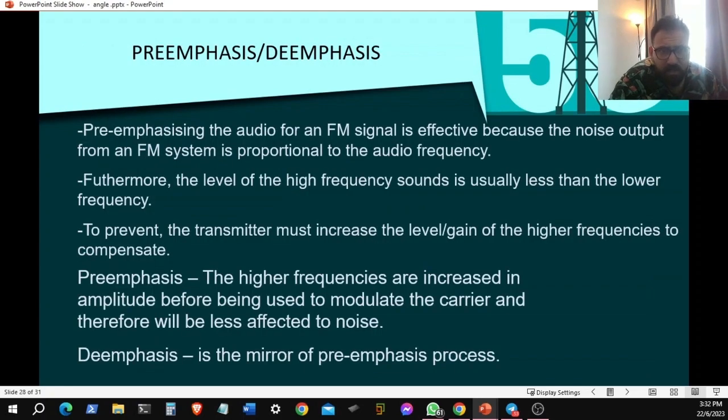And now lastly, let's talk about the pre-emphasis and de-emphasis. Pre-emphasizing the audio for an FM signal is effective because the noise output from an FM system is proportional to the audio frequency. Furthermore, the level of high frequency sounds is usually less than the lower frequency, and to prevent this, the transmitter must increase the level or gain of the higher frequencies to compensate. Now for pre-emphasis, the higher frequencies are increased in amplitude before being used to modulate the carrier, and therefore will be less affected by noise. De-emphasis is the mirror of the pre-emphasis process, so it is the opposite.